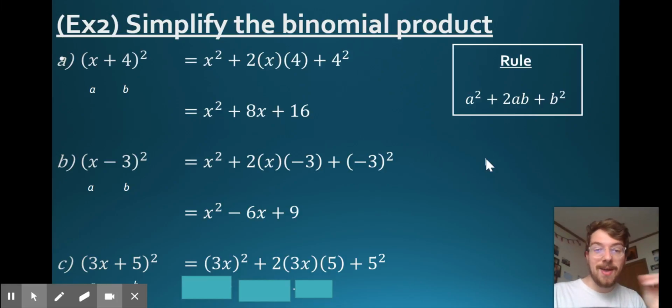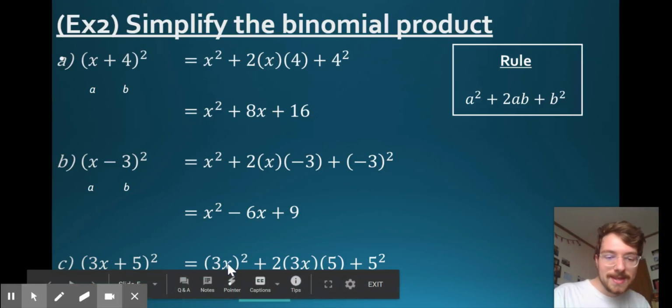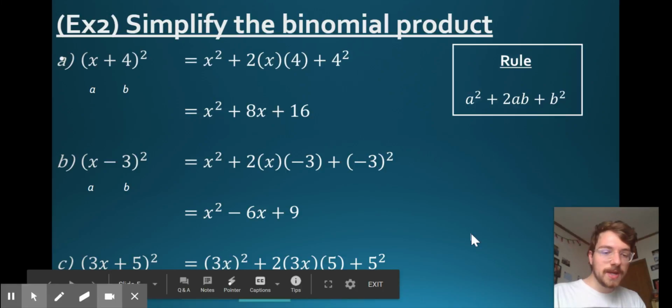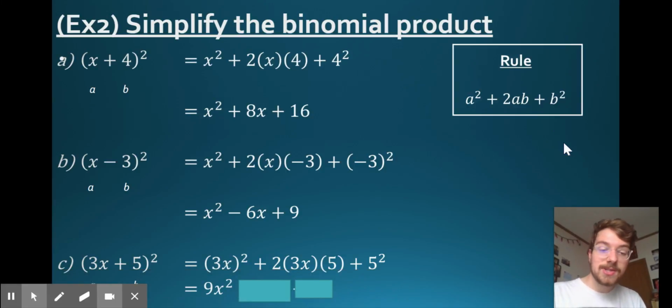You actually have to simplify all of them. So down here, this is going to be my worst nightmare right here. So I've got 3x, that whole thing squared. I'm doing 3x times 3x. So you'd want to square the numbers and the x's. So 3 squared gives me 9, x squared gives me x squared, right? So down here, I should have 9x squared.